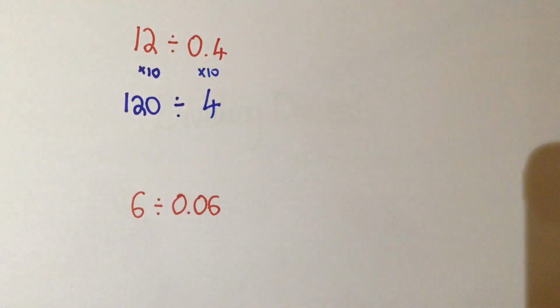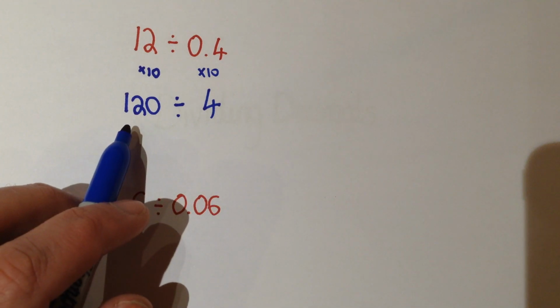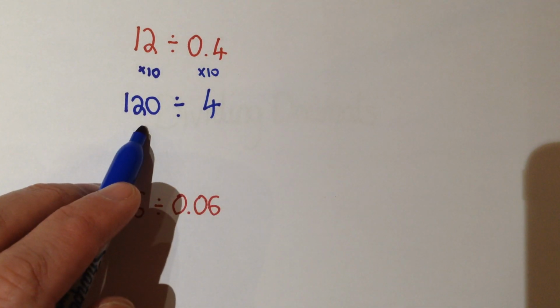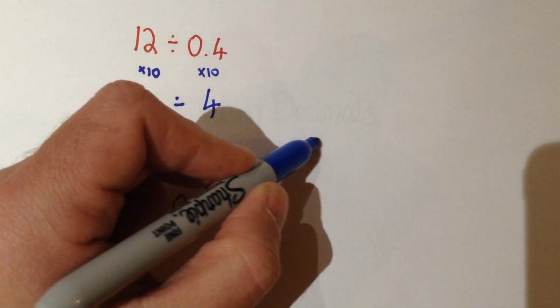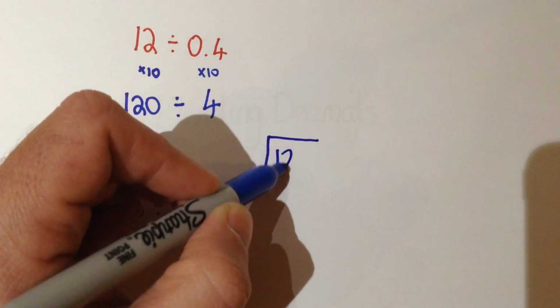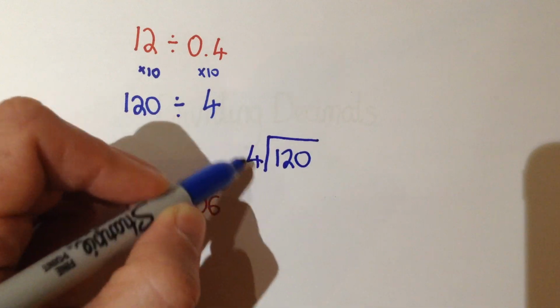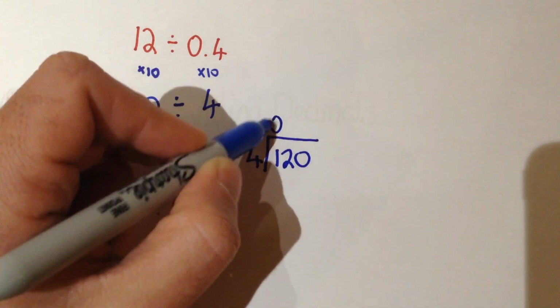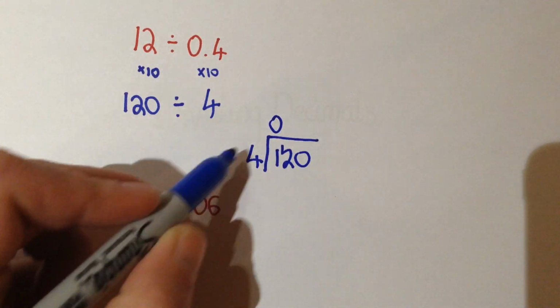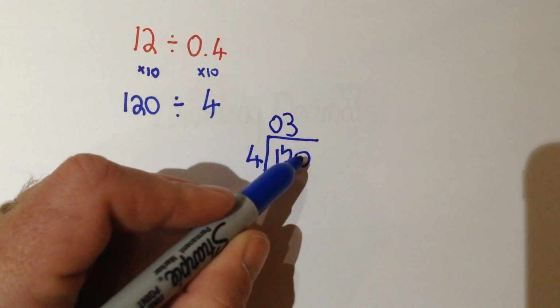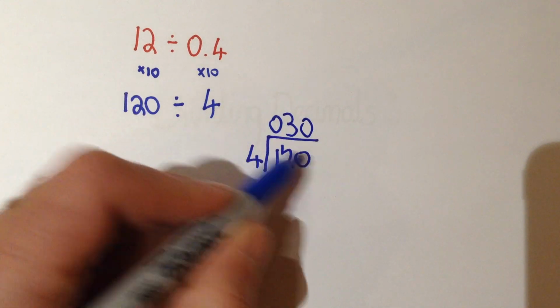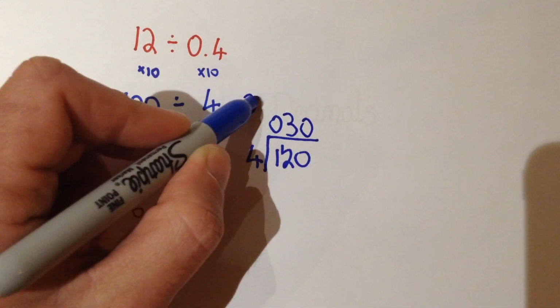So if we do 120 divided by 4, you could use the bus stop method, or you might look at this and think divide by 2, divide by 2 again. Whichever method you use, it will give us the same answer. So here, 4's into 1 doesn't go, carry the 1. 4's into 12 is 3, and 4's into 0 is 0. So the answer is just 30.